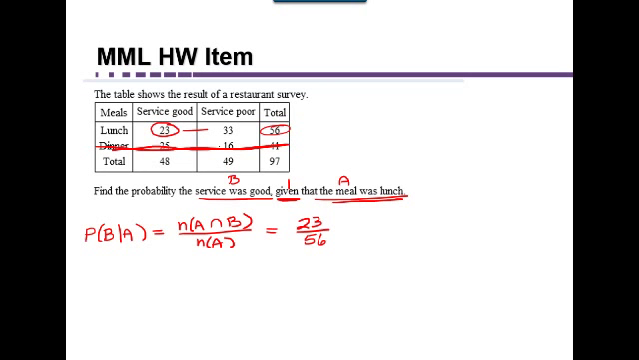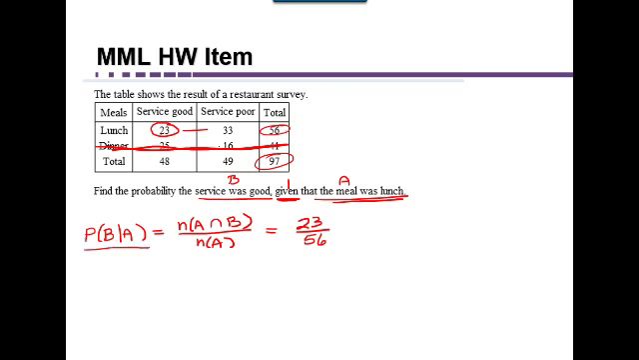All right. So the main idea here is, there were 48 people who had good service altogether, but we restricted ourselves to only those during the lunch service because we were told that the meal was lunch. So the number of favorable outcomes was reduced from 48 to 23 because of that.